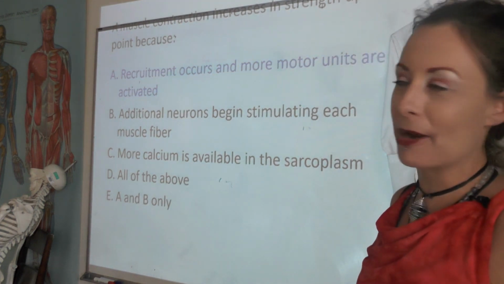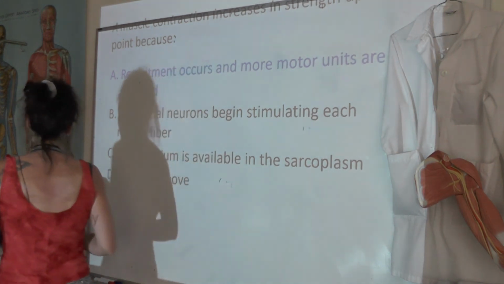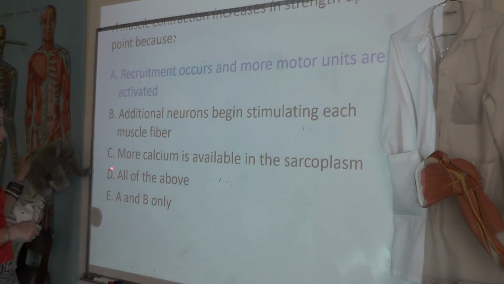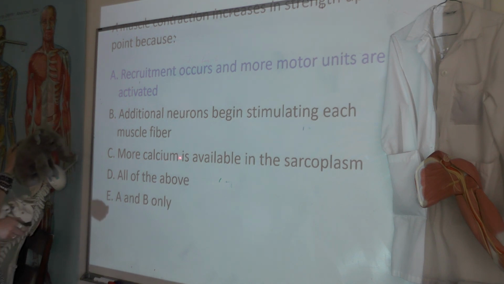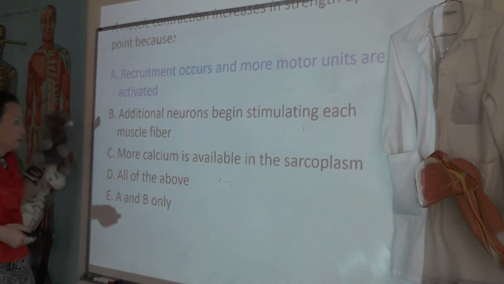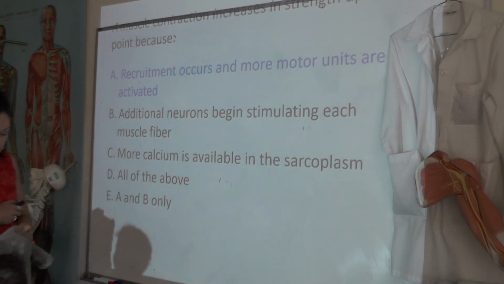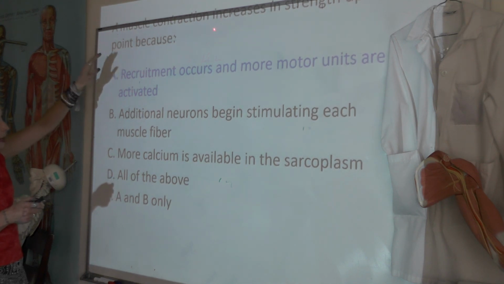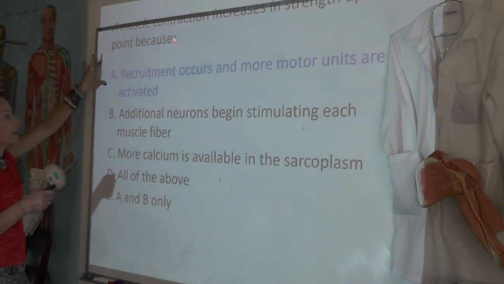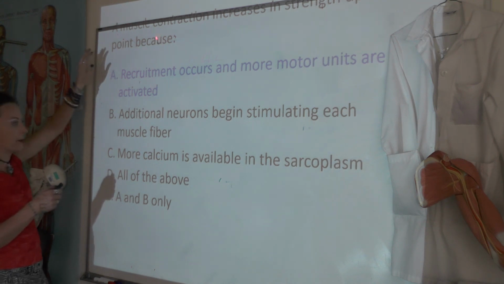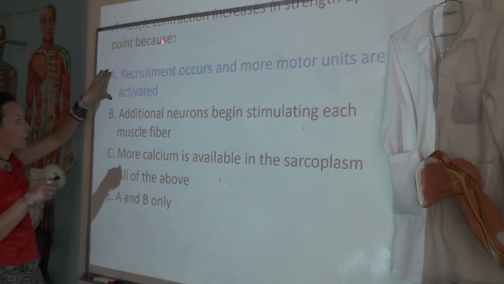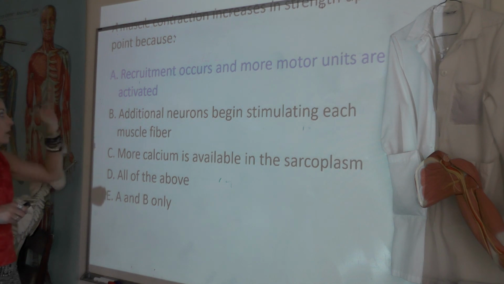The answer is A, recruitment occurs and more motor units are activated. And so if we look at these answer choices, you could say, well, why isn't it this? Because that's the one a lot of people pick. And a lot of people also pick all of the above because they're like, well, more calcium is available in the sarcoplasm. No. The physiological mechanism that's allowing our muscle contraction to increase in strength is that we are slowly getting one muscle fiber after another muscle fiber recruited. And we do that as we bring on more motor units. Okay? So that's the answer.